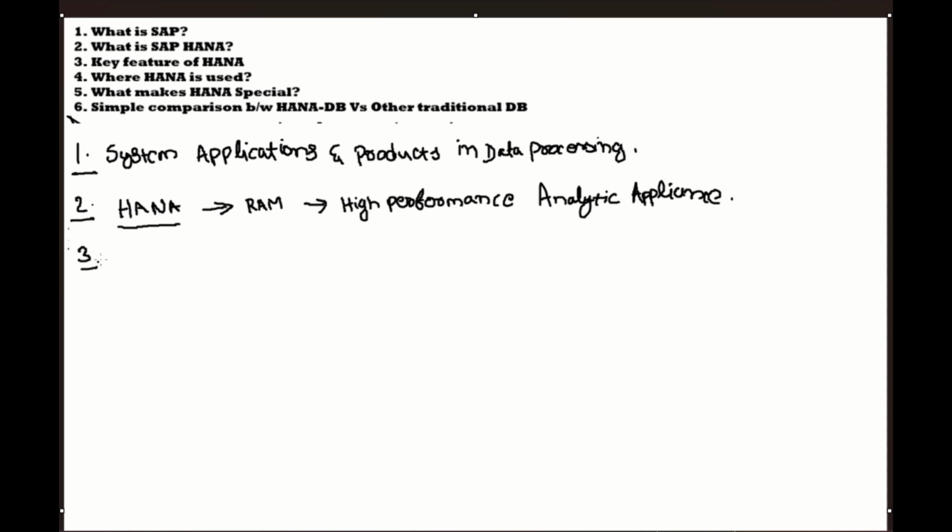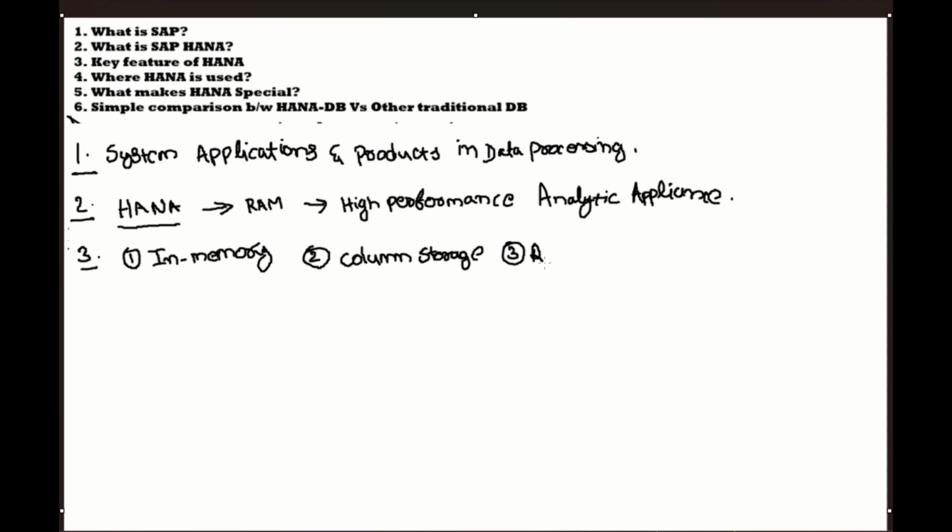Third question, key features. First feature is in-memory. Why is it a key feature? Due to in-memory storage, data is stored in RAM for lightning fast access. Next, column storage. If you store the data in a column storage manner, it is optimized for reading. That's why it is another key feature.